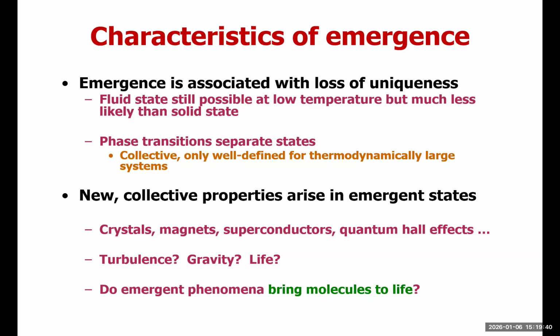We're going to learn that phase transitions separate these different states, and they are collective phenomena only well defined for thermodynamically large systems. Why that's the case and what that means, we'll get into later. New collective properties arise in emergent states. I've given examples: crystals, magnets, superconductors, the quantum Hall effect, turbulence, gravity. Is gravity an emergent phenomenon? Is life an emergent phenomenon? For sure, life is. Somehow matter began to self-assemble and create molecules that then became living. So that's an emergent phenomenon, and we have to understand those things.